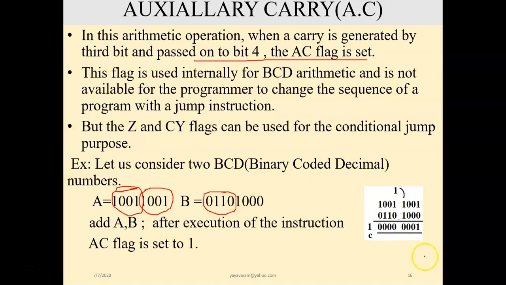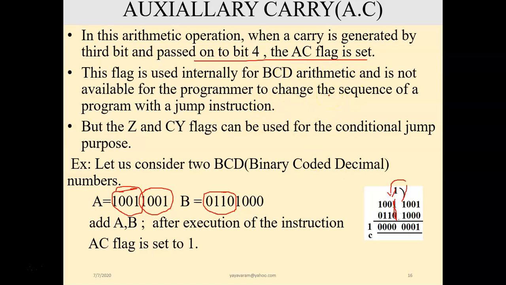When we add these two, you see here 1 plus 0, then 1, 0, 0, 0, 0, 1 plus 1, 1, 0. Here I have a carry 1. So whenever there is a carry from the third bit to the fourth bit, that's what we write here. Whenever the carry is generated by the third bit and passed to the fourth bit, very, very, very important, then this auxiliary carry flag is set.